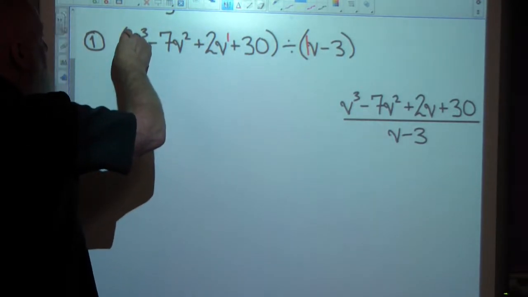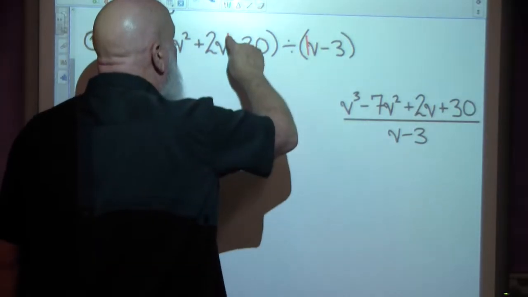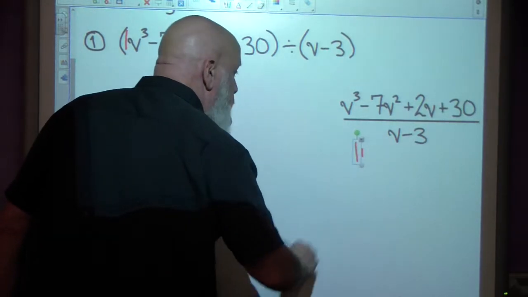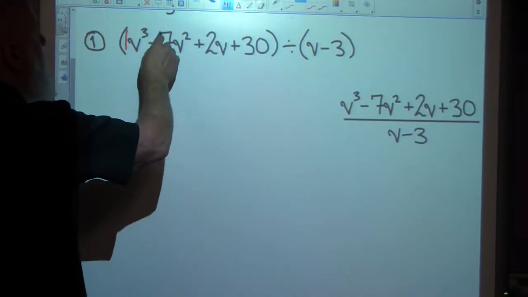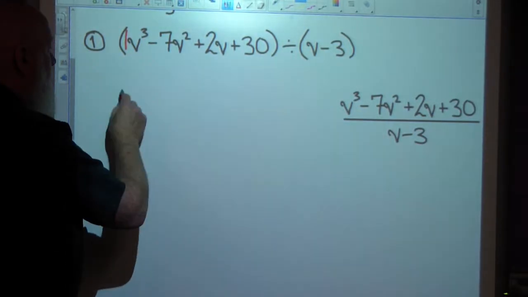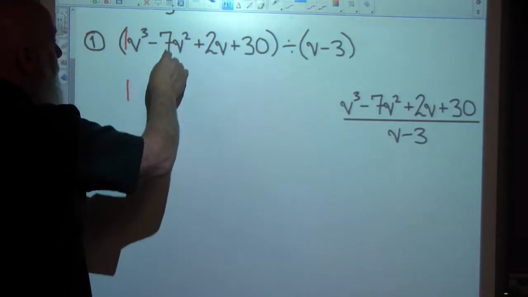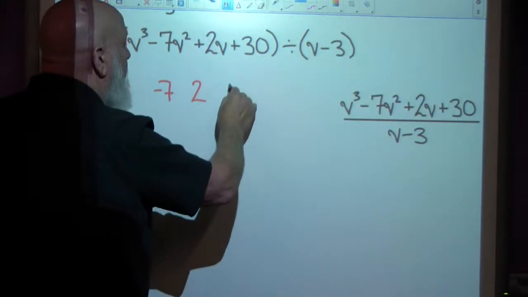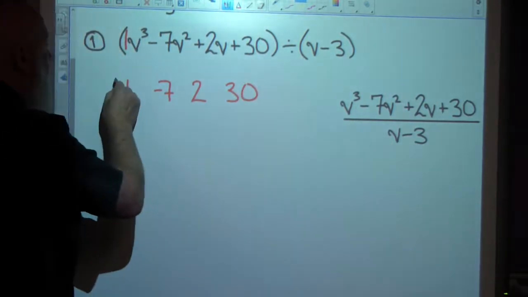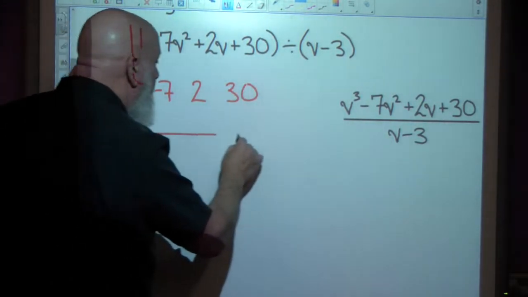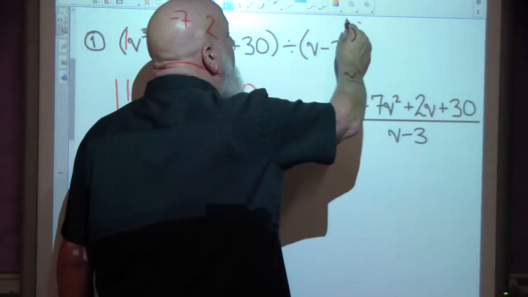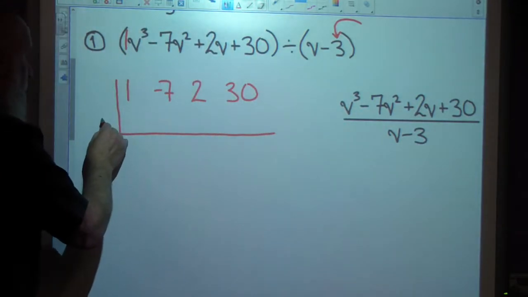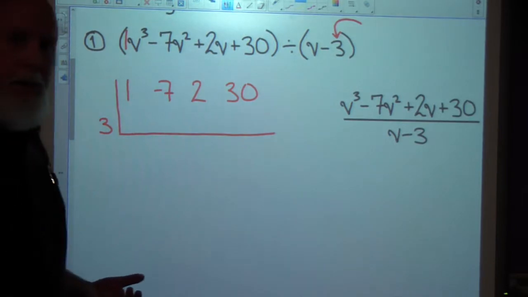I take the coefficients of the one I'm dividing into, and I just write them in a row. Not adding them or subtracting them, just writing them in a row. 1, -7, 2, and 30. Then I make a weird L-looking thing, and I take the opposite of this number. This is a -3, so I'm going to take a +3, and I put it right here. Now I'm ready to perform my synthetic division.